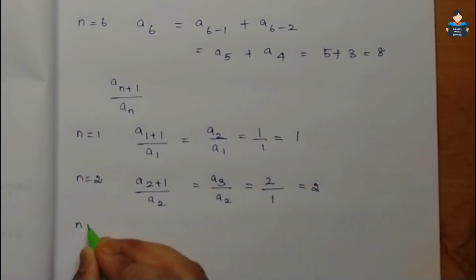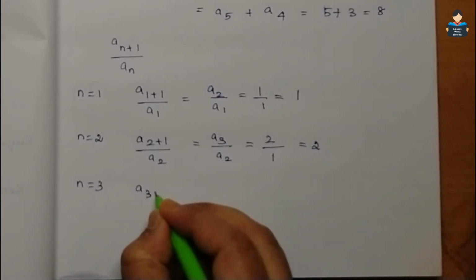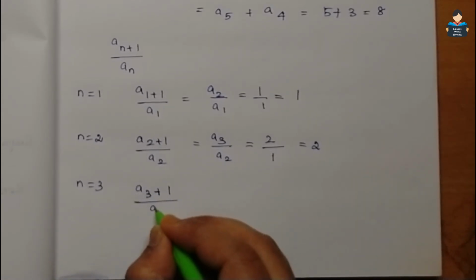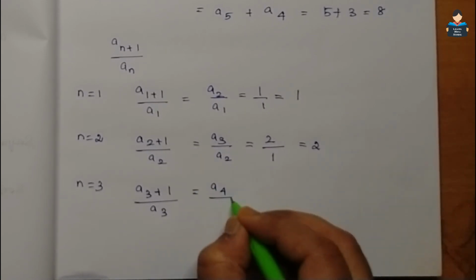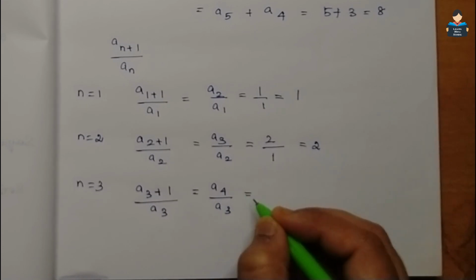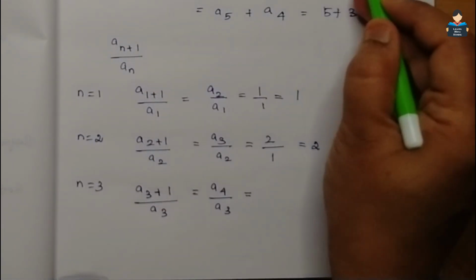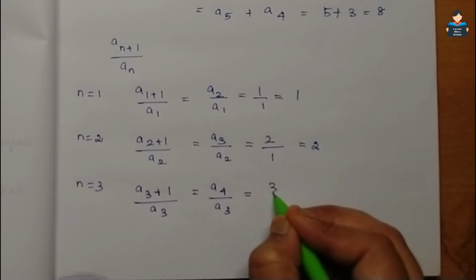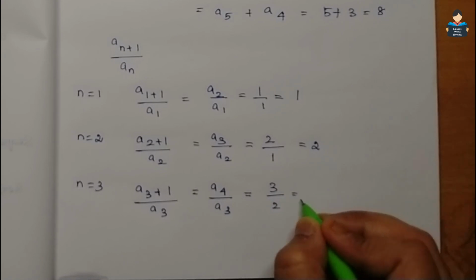And n value equal to 3: a3+1 by a3, that is a4 by a3. We have already found a4 earlier. So a4 is 3 by a3 which is 2, so 3 by 2.